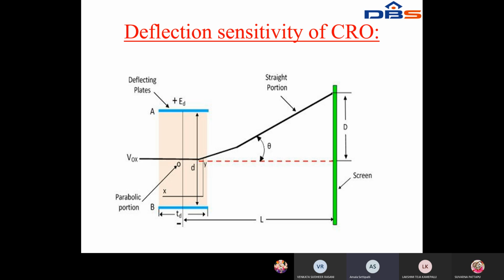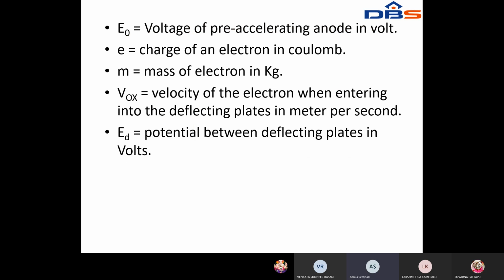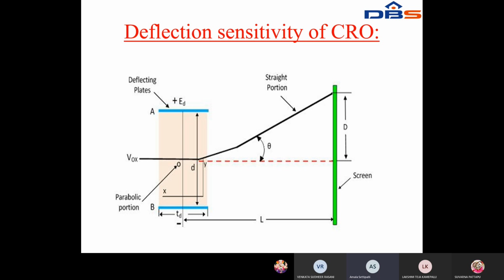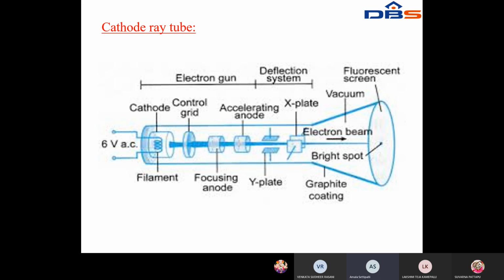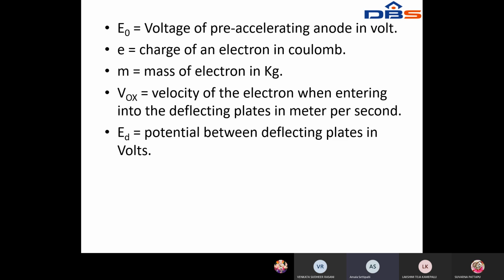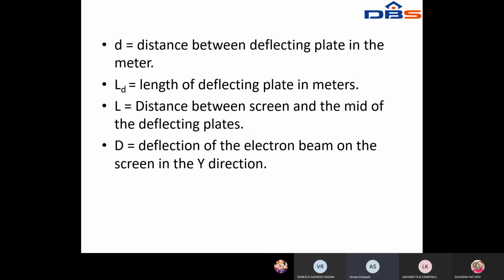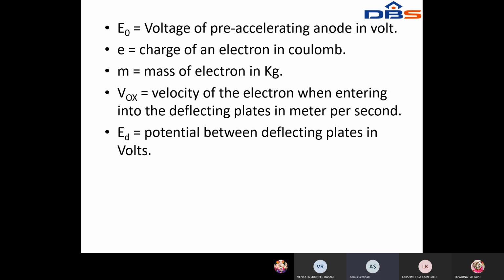Now here you have to find out the deflection sensitivity of the CRO. Here you can assume E0 is the voltage of the pre-accelerating anode in volts, in the CRT. E is the charge of an electron in coulombs. M is the mass of the electron in kg.